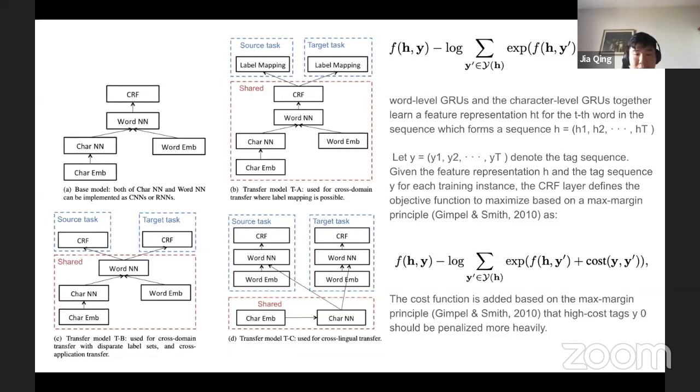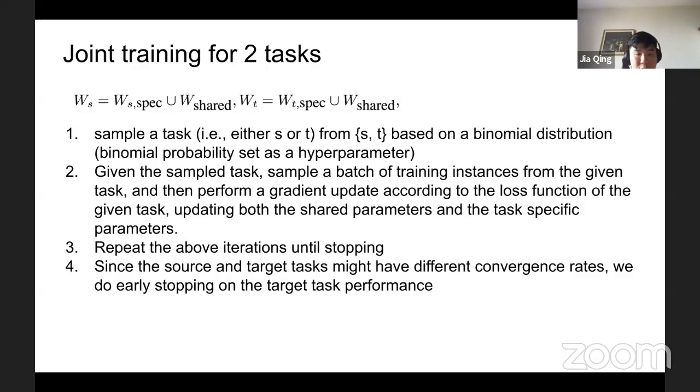And another interesting thing about this paper was that it introduced the idea of joint training for two tasks. This is the procedure for that joint training. First, you sample a task based on a binomial distribution. Is it the source task or the target task? And then given the sampled task, you sample a batch of training instances, and then you do a gradient update according to the loss function, updating both the shared parameters and the task-specific parameters for the source task and the target task.